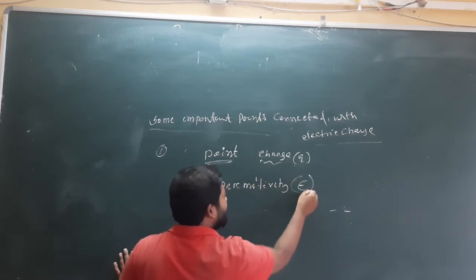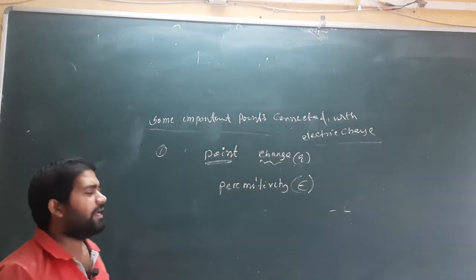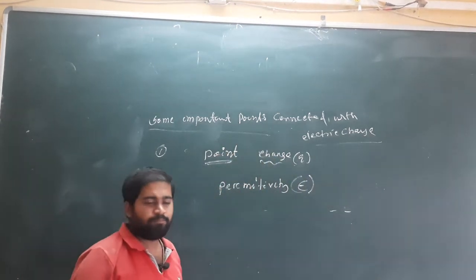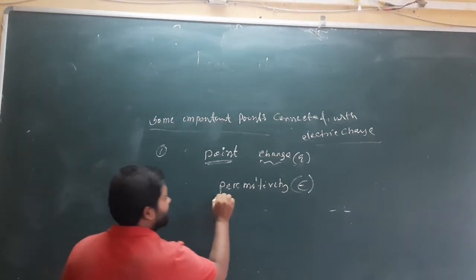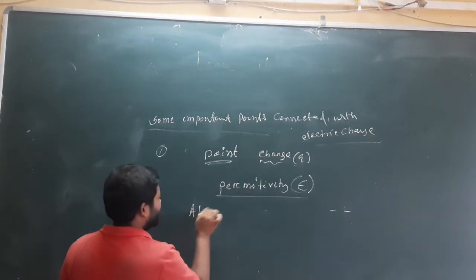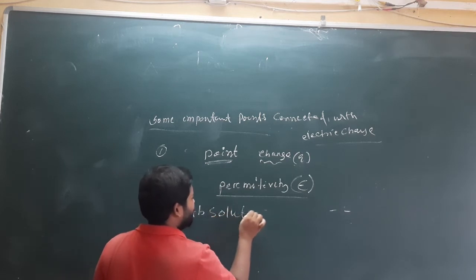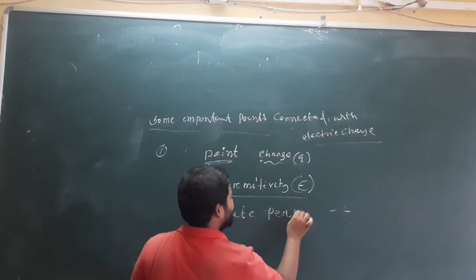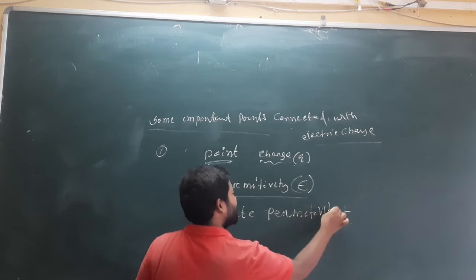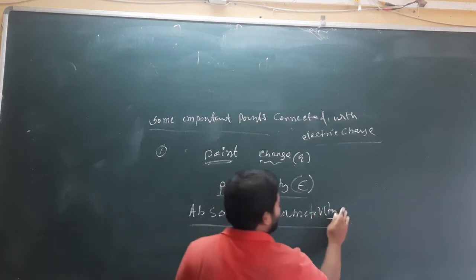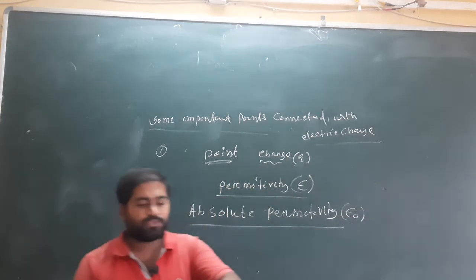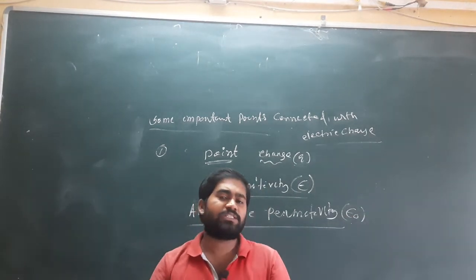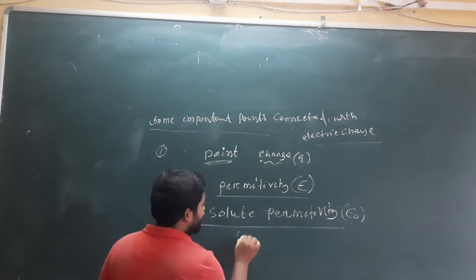Generally we represent permittivity as epsilon. But when we measure the absolute permittivity, it is generally taken as epsilon 0. So absolute permittivity means it is the permittivity in free space.